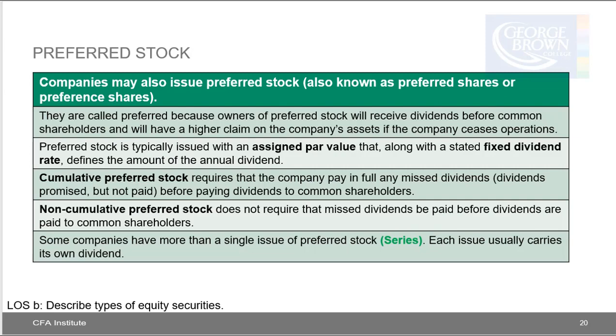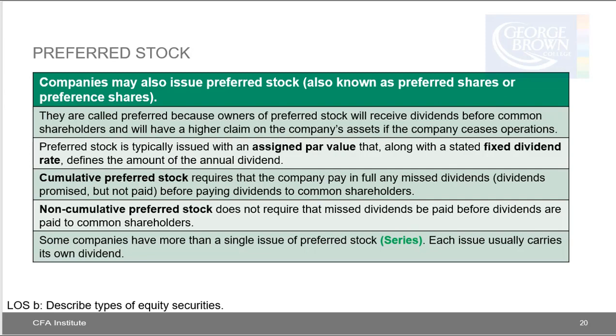So it's cumulative preferred. In contrast to that, a non-cumulative preferred stock does not require that missed dividends be paid before dividends are paid to common shareholders. So that's very important. That can be tested. Cumulative preferred stock means those dividends that aren't paid need to be paid in full. You need to pay any missed dividends before paying any common dividends to common shareholders. And non-cumulative, well, if that dividend's been missed, too bad, so sad. It does not require that missed dividends be paid before dividends are paid to the common shareholders, okay?